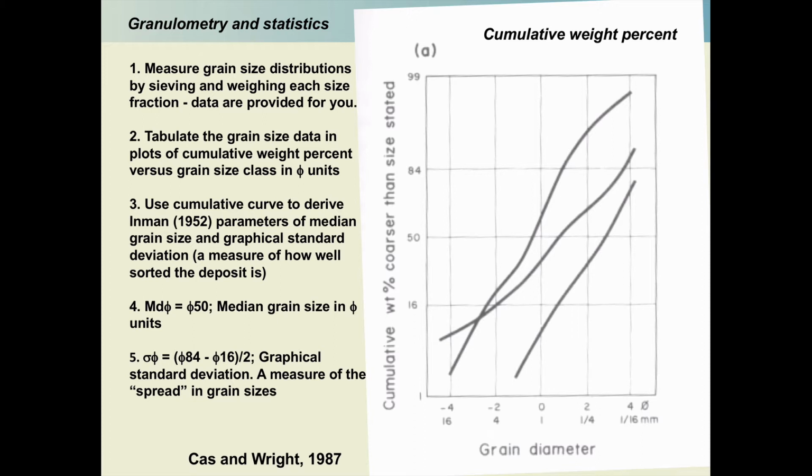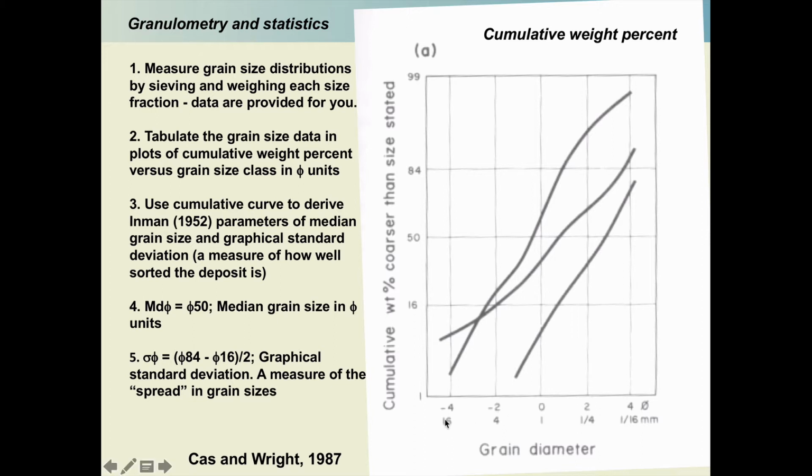So in the in-person version of this class, we do this exercise in the lab with these samples from the Bishop Tuff, but in the online class, you're going to be given the data provided for you from two different class sessions where the students did the grain size through sieving exercise from the Bishop Tuff data. You tabulate the grain size data by coming up with a plot of cumulative weight percent of each size class as a function of the grain size in phi units. An example of the cumulative curve is shown here on the right from Cas and Wright. This is from the appendix reading that you'll do that accompanies this module.